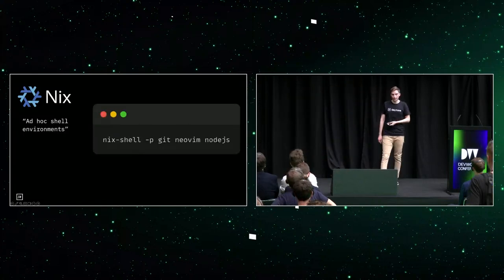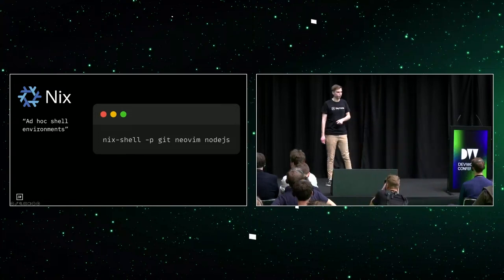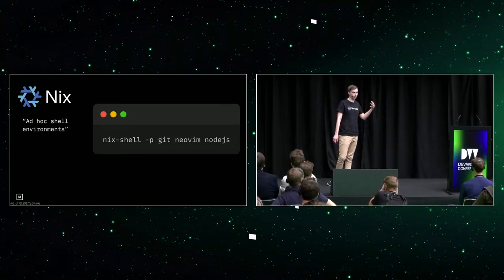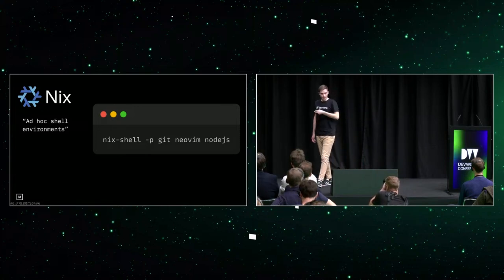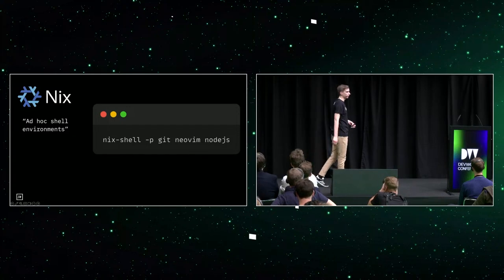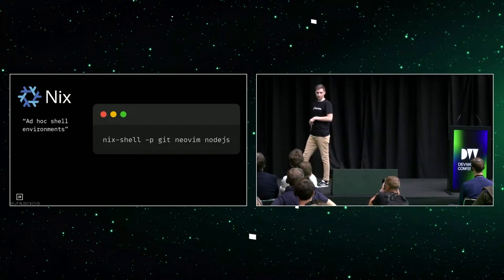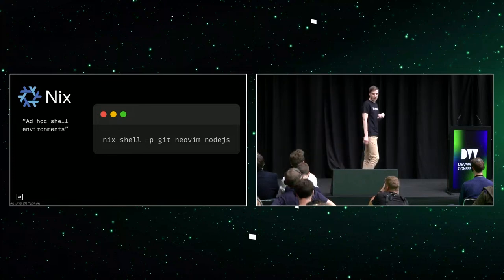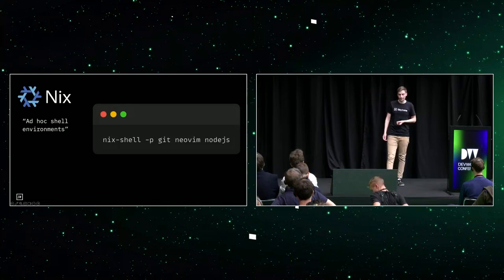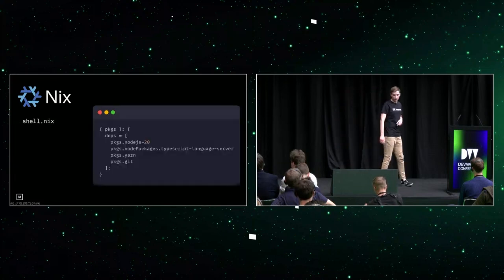Also, Nix allows you to create what they call ad hoc shell environments. So for example, this is a simple way to create an isolated shell that has Git, Neovim, and Node.js installed. This will give you the opportunity to test your code really easily in different environments. So for example, will my code break if I use Node version 4 or Node version 6, or will it break if I do have Git installed or I don't have Git installed? Nix shell can really easily allow you to test your code in different, let's say, OS package scenarios.